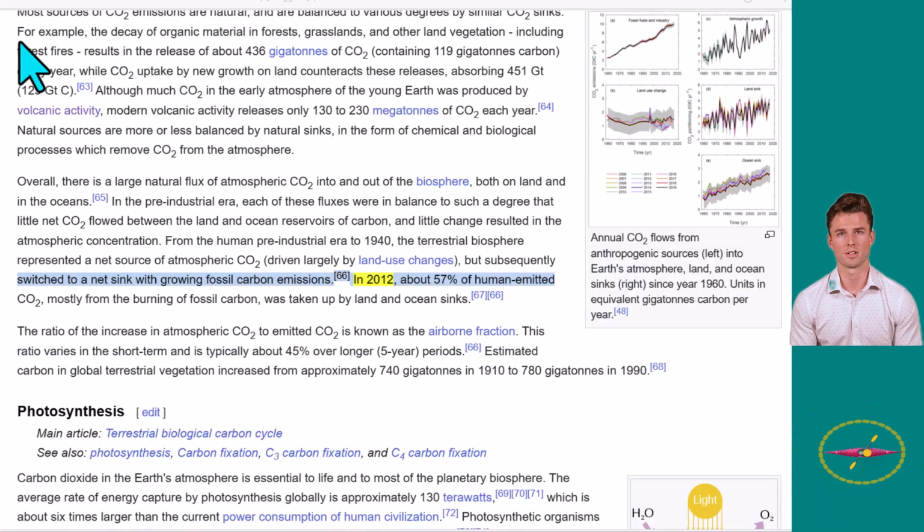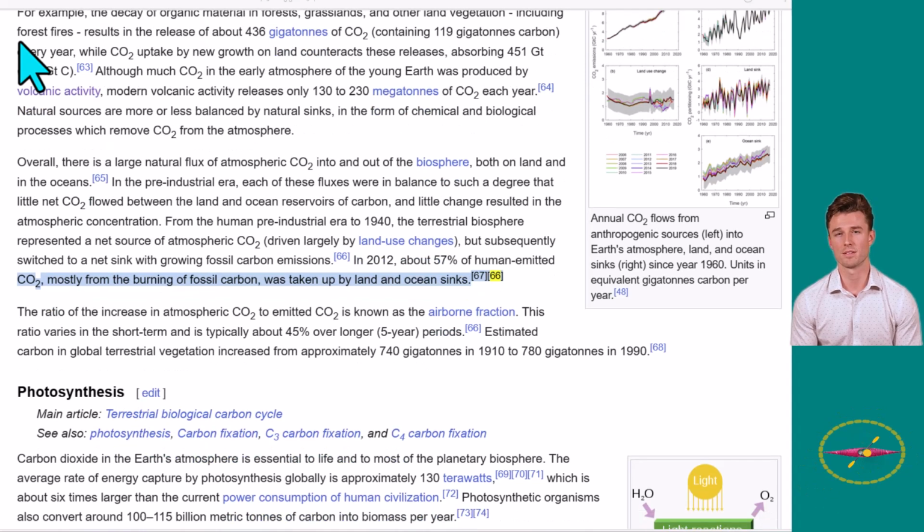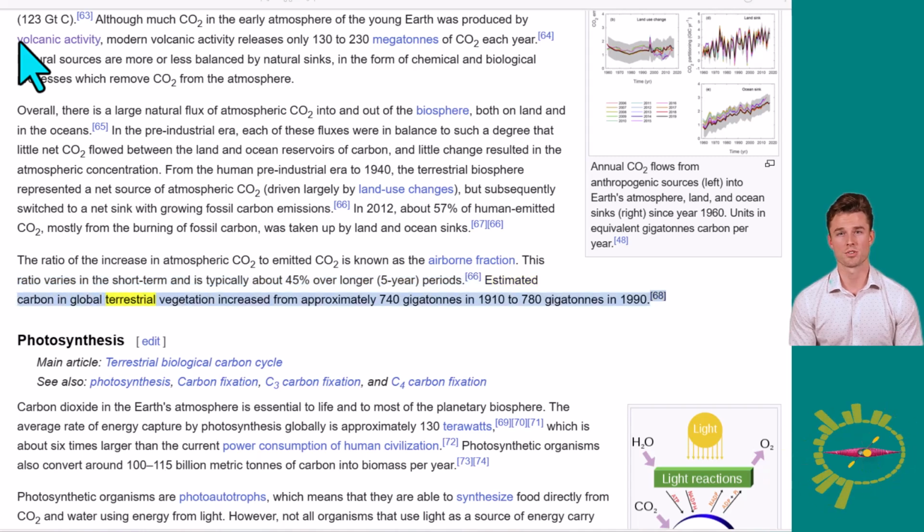In 2012, about 57% of human emitted CO2, mostly from the burning of fossil carbon, was taken up by land and ocean sinks. The ratio of the increase in atmospheric CO2 to emitted CO2 is known as the airborne fraction. This ratio varies in the short term and is typically about 45% over longer, 5-year periods. Estimated carbon in global terrestrial vegetation increased from approximately 740 gigatons in 1910 to 780 gigatons in 1990.